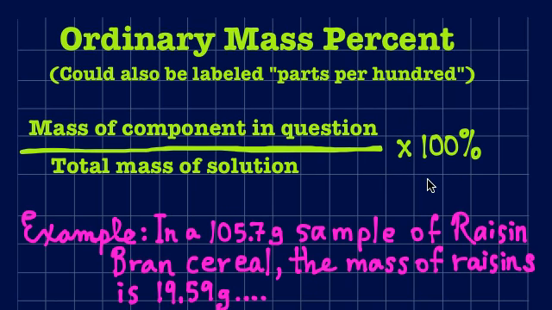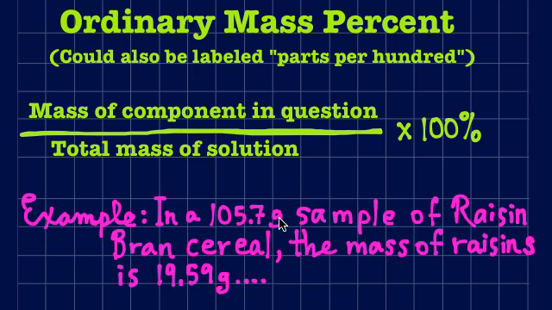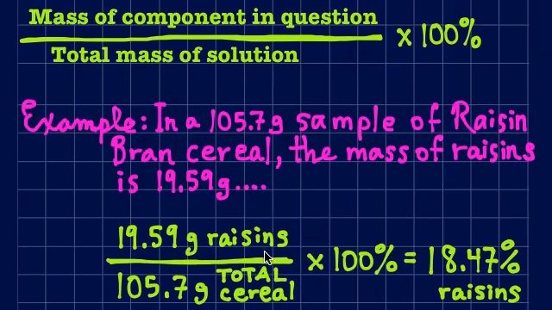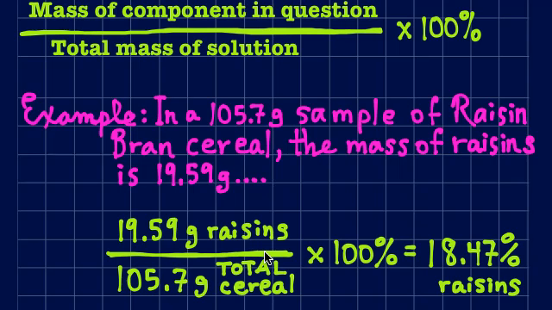For example, if I had 105-ish, 106 grams of Raisin Bran cereal, and I pulled the raisins out and weighed the raisins individually, or the sum total of the individual raisins, I found, and I seriously did this, sounds like a boring, nerdy thing to do, but I did it, 19.59 grams of raisins was contained within that 105.7 gram sample that I originally weighed out.